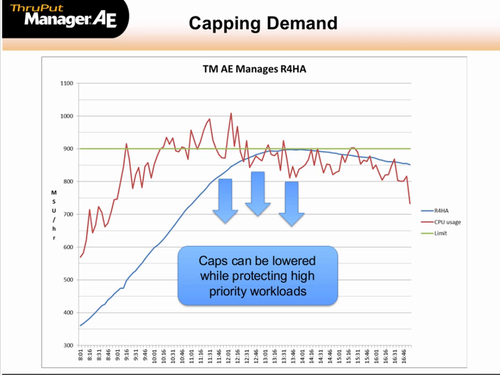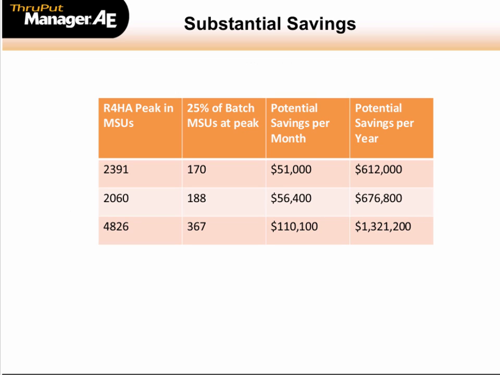So let's look at some typical savings. This chart shows the expected savings for 3 different installations. For each of these, the contribution of all batch workloads to the overall peak rolling 4-hour average was determined, and then assuming that 25% of that is lower priority and deferrable, the potential savings were calculated. For this, we used a rate of $300 per MSU per hour, which is typical for a large installation with the usual IBM software set.